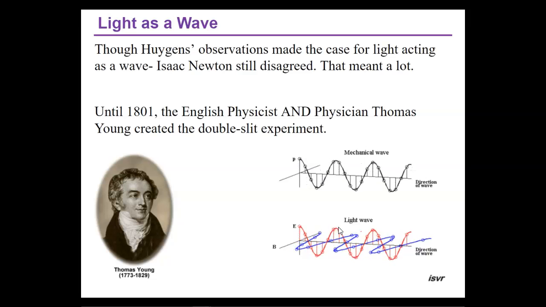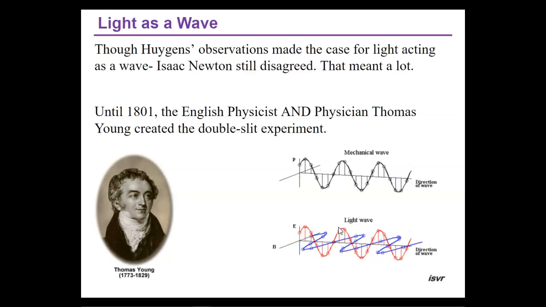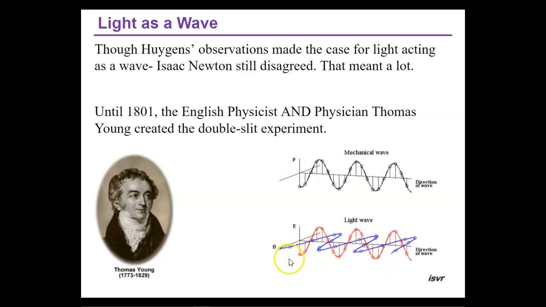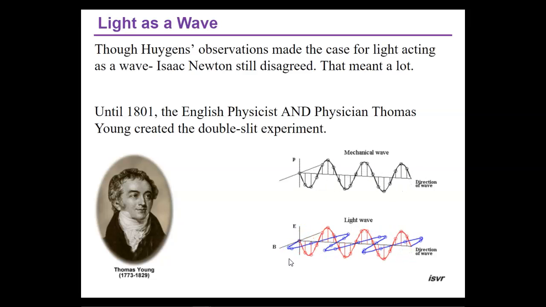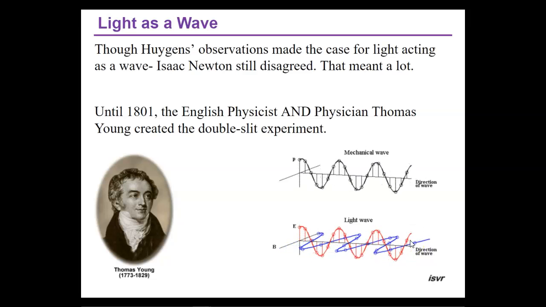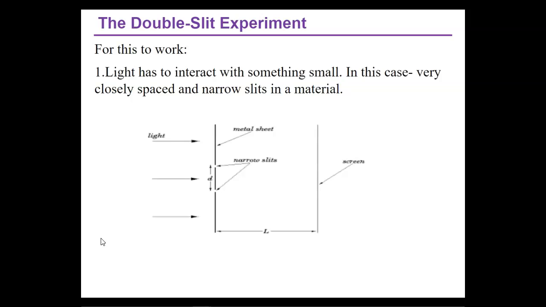A light wave is the oscillating electric field and the oscillating magnetic field, or the B field, oscillating perpendicular to each other. So it's really this messy thing that we saw before when we talked about polarization. For Thomas Young's double-slit experiment to work, we have to have light interacting with something really small. In this case, very closely spaced and narrow slits in a material. So you have light coming in, you have these narrow slits in a metal sheet, and then you have a screen or a wall some distance away.